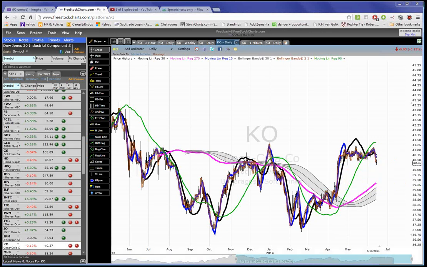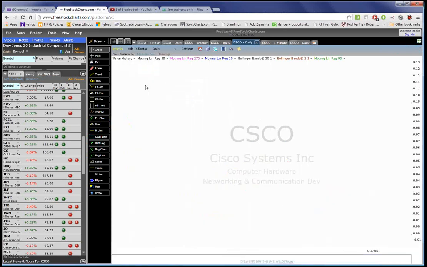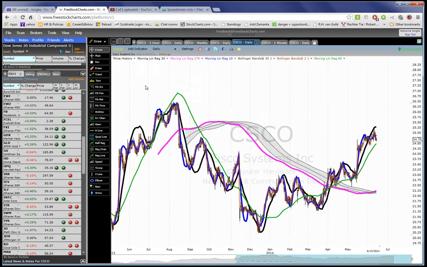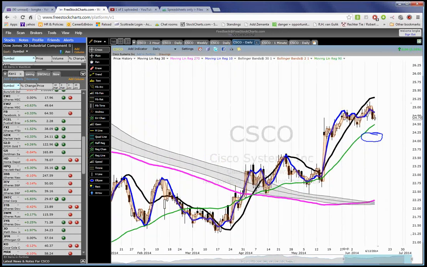Okay, now the last one in this stack is Cisco. Cisco is in kind of the same boat. It's had a nice run up, but it's been stalling here lately, along with the rest of the market, which was stalling too. Let's tighten this up so you can see this a little better.